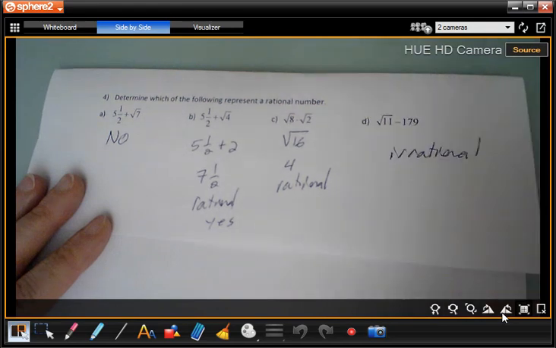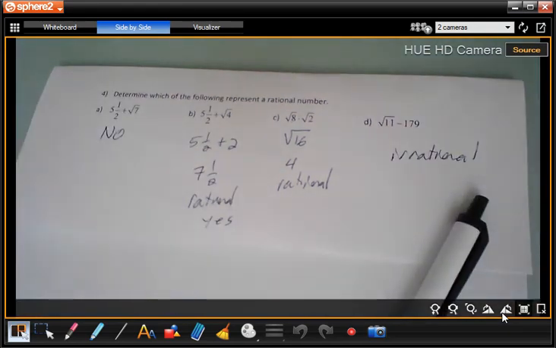Okay, so that was a look at some example problems using sets and the set of real numbers.